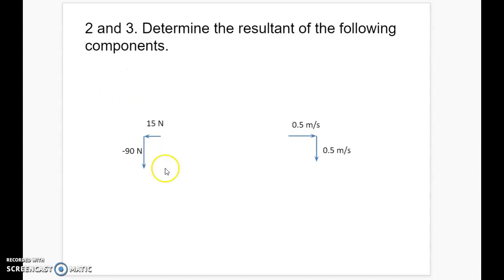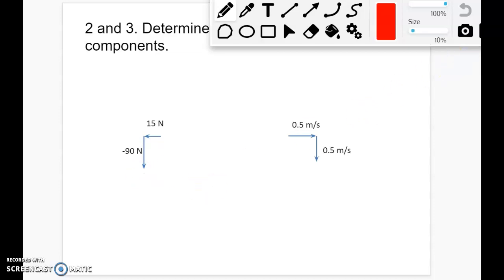For something like this, I'm going to ask you to copy this one onto your paper. 15 newtons, negative 90 newtons. These represent forces that somebody is pulling on. Maybe one person's pulling this way and one person's pulling this way on something. But this is negative 90 newtons because it's pulling down.